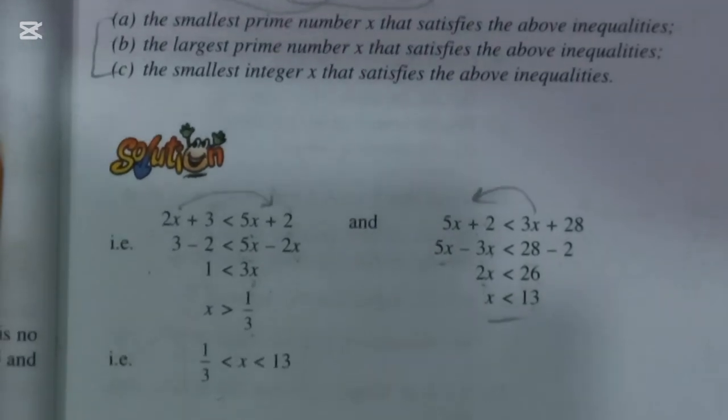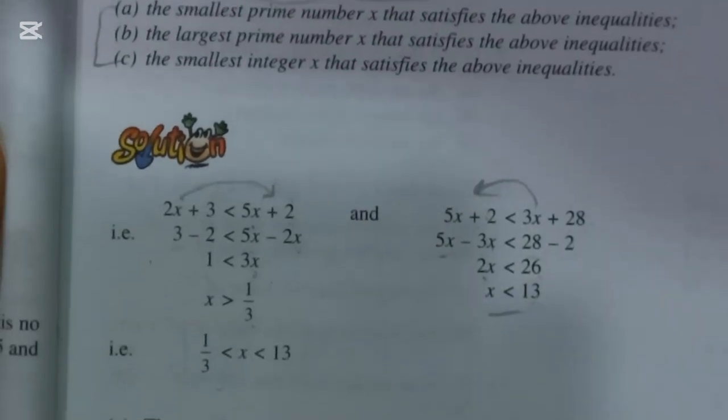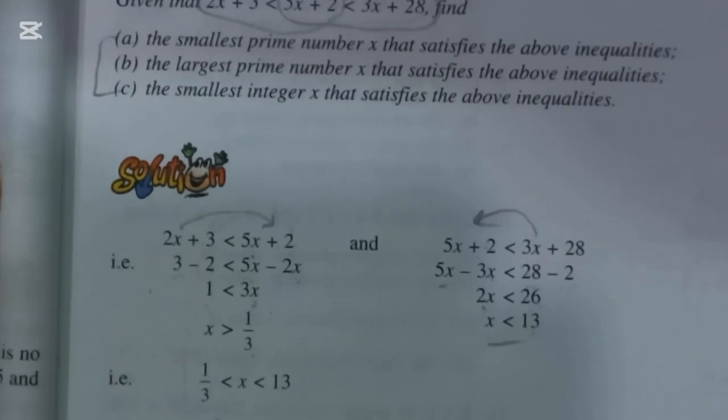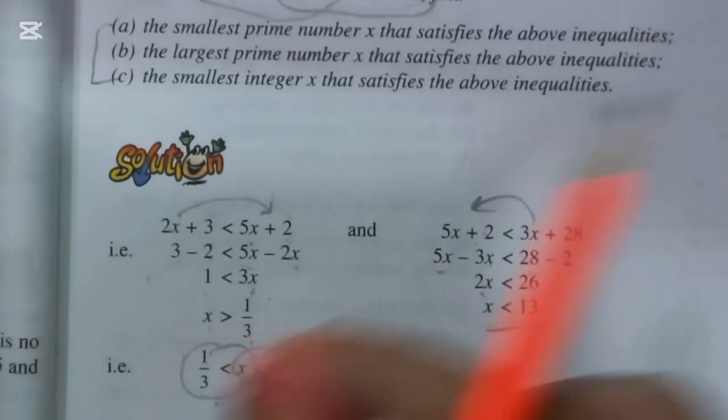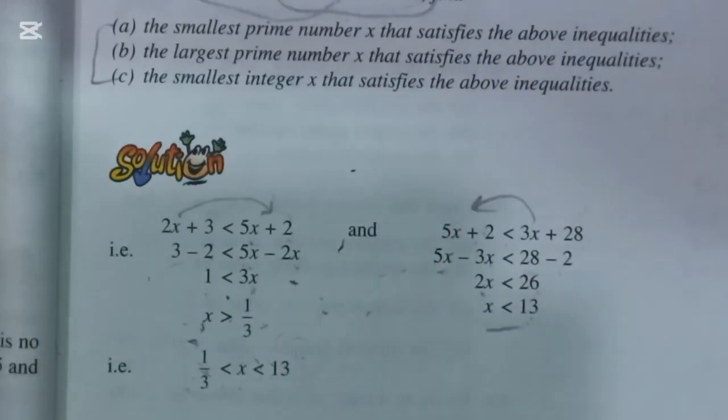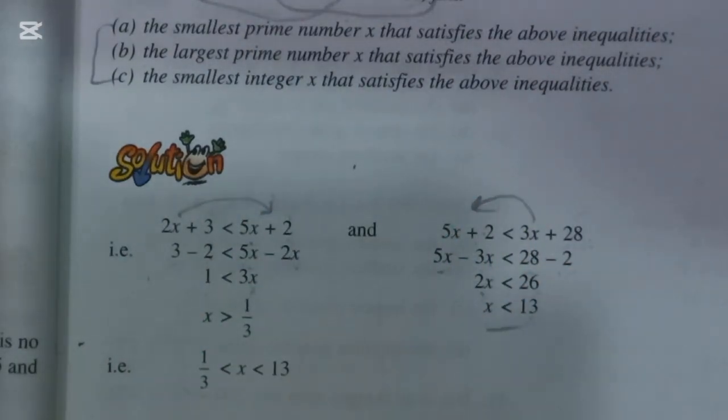Now we will combine the answers. So look now, x is greater than 1 by 3 and less than 13. So we have combined both answers into one. So this is the answer now.